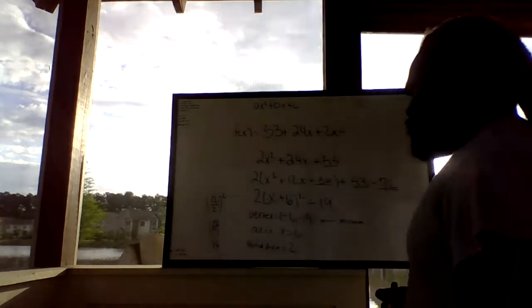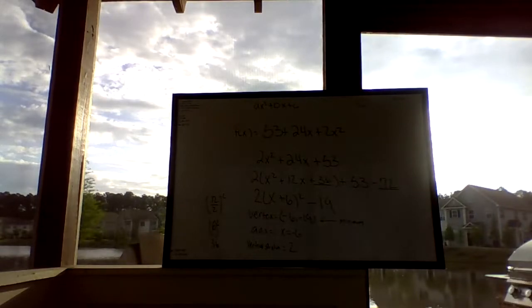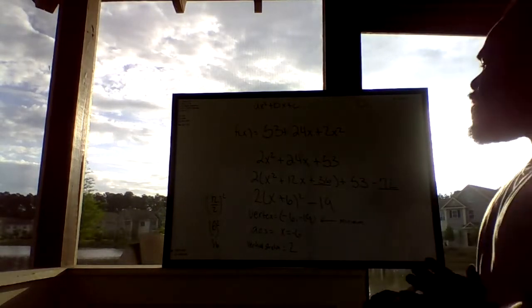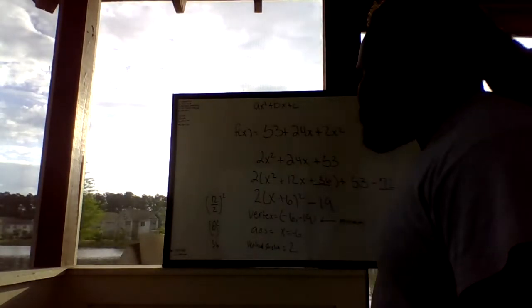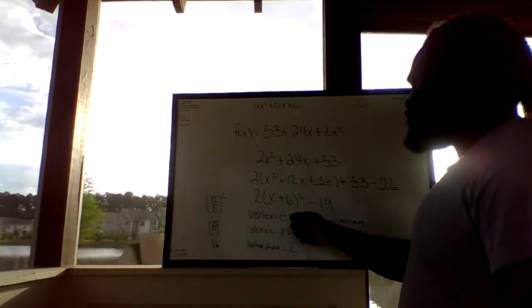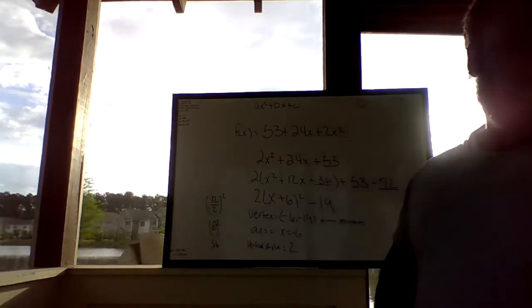And we know we have a vertical stretch by a factor of 2. Alright, so we know our vertex, our axis of symmetry, our vertical stretch, and our minimum. Remember, this vertex lets me know how I shift from my parent function. That's 6 units to the left, 19 units down, right?